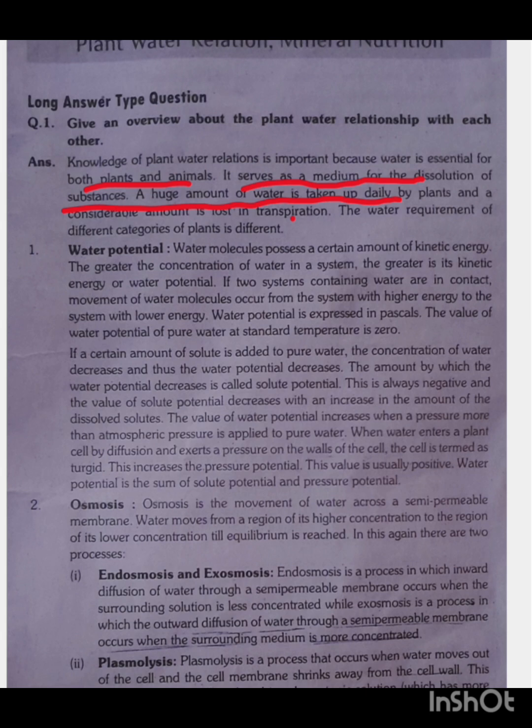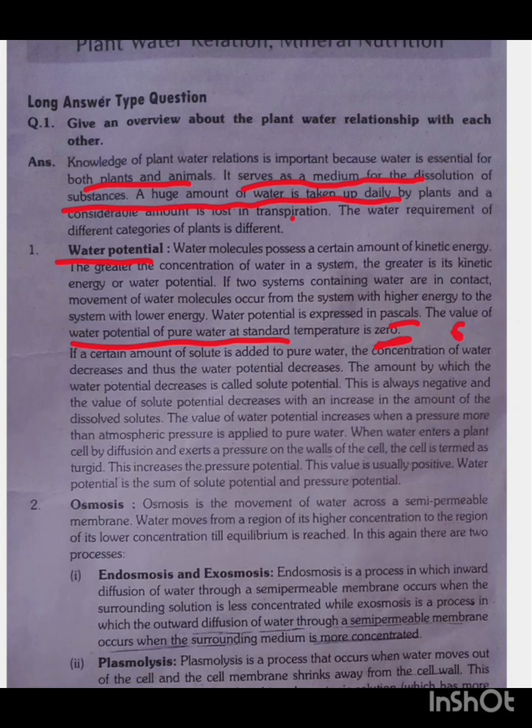Water potential is expressed in pascals. The unit of expression of water potential is the pascal. At standard temperature, the water potential of pure water is 0.